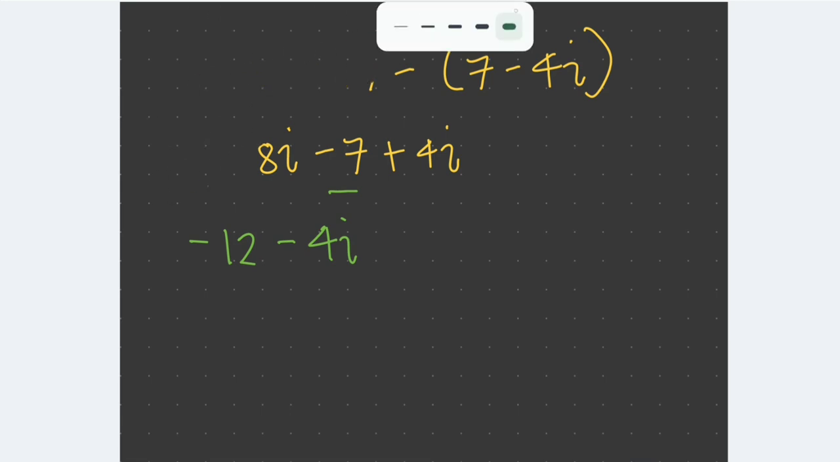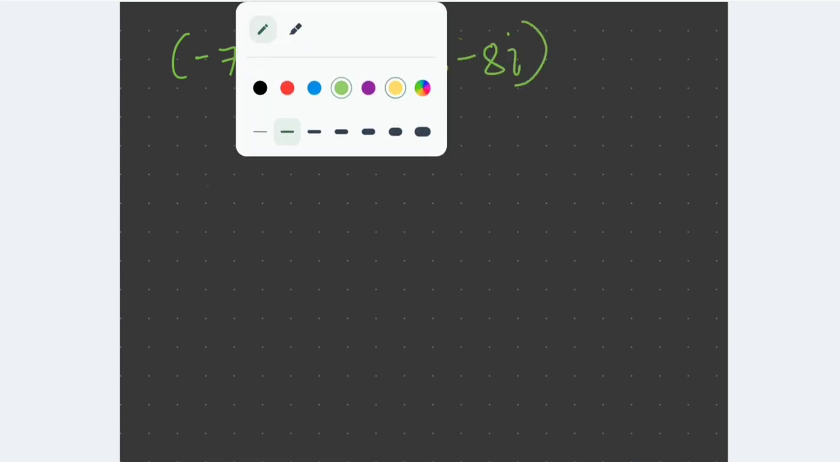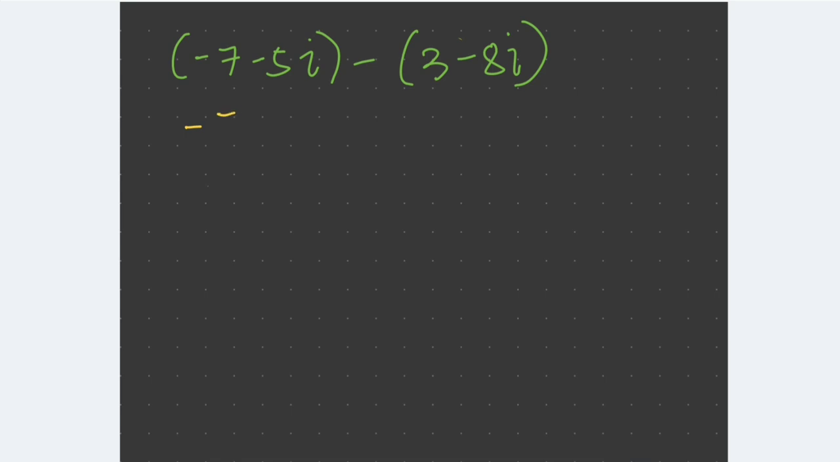Then next one, what's that? Negative 7 minus 5i minus 3 minus 8i. So we get rid of the parentheses. It will become negative 7 minus 5i minus 3 plus 8i. So this is negative 10. And negative 5 plus 8 is 3i. So that is negative 10 plus 3i.